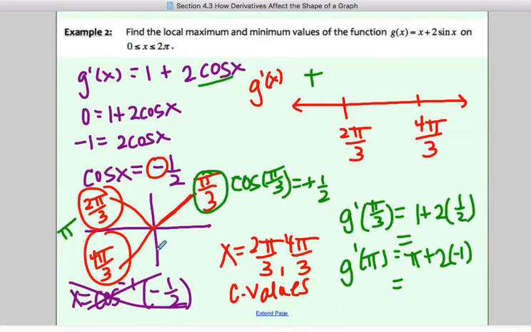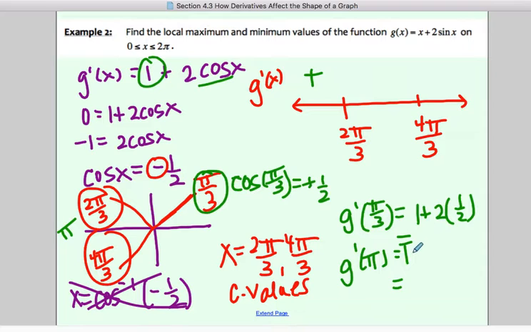Did I write something down wrong? Let's see here. Pi minus 2 would be a positive number. What did I do? Oh, why did I plug in pi? This should still be 1. I was thinking it was an x, but I was mixing my functions. So it should be 1. There we go.